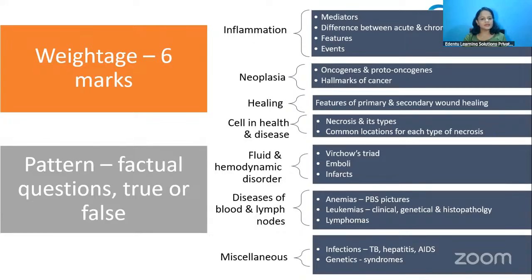Then the diseases of blood and lymph nodes: anemias, leukemias, and lymphomas. You cannot miss these 3 topics. How the red blood cell appears under the peripheral blood smear, and what is the histopathological appearance in the leukemia, the clinical appearance also, in which type of leukemia which clinical features are seen, the lymphomas, the most favorite, Hodgkin's and non-Hodgkin's, Reed-Sternberg cells and all. There are another favorite topic.